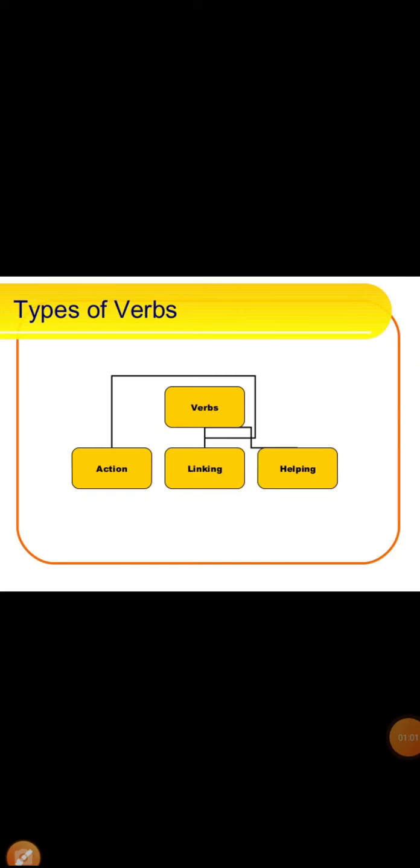Verbs are of different types. First, I would like to discuss the basic types of verbs, that is action, linking and helping verb. Action verb is the main verb. What the subject is actually doing, that is the action word. Second is the helping verb. And third type is linking verb.